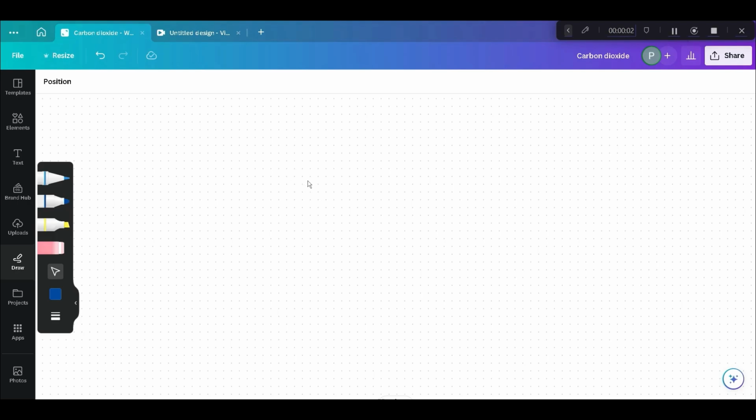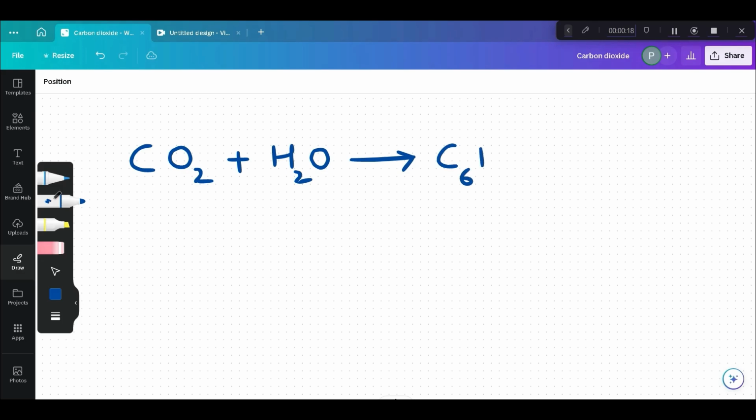Now let us begin by writing the chemical equation for photosynthesis. We have carbon dioxide, we have water, which will give us glucose, and oxygen as a byproduct. Now, this chemical equation is not balanced.